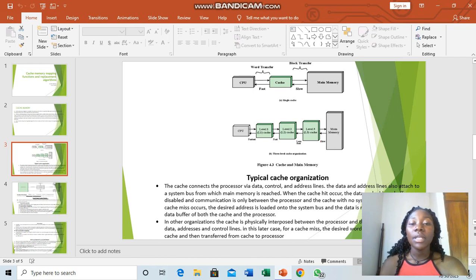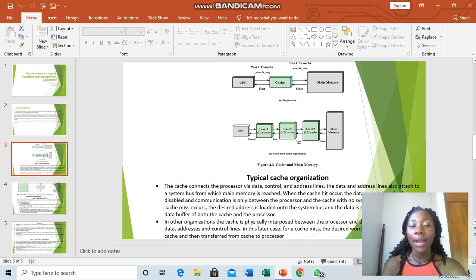We're going to talk about the typical cache organization, though there are other organizations in cache memory. The cache connects to the processor via data, control, and address lines. The data and address lines are attached to a system bus from which main memory is reached. When a cache hit occurs, the data and address buffers are disabled and communication is only between the processor and the cache, with no system bus traffic.